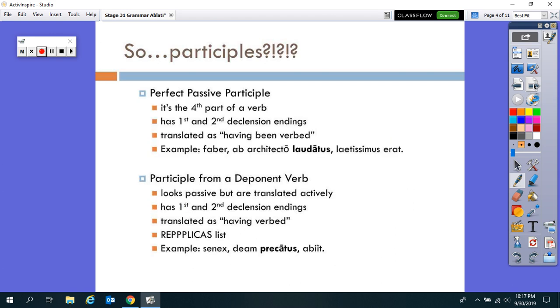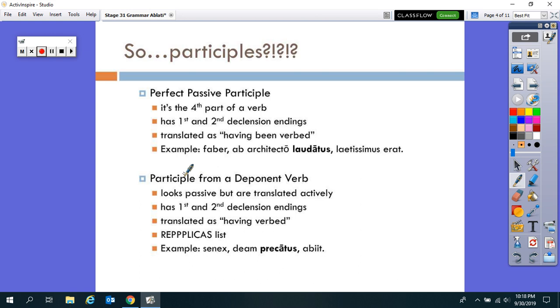The second type of participle is called the perfect passive participle. That's the fourth part of a verb. It has first and second declension endings. It's always translated as having been verbed. So for example, look at this sentence. Faber ab architecto laudatus laetissimus erat. The craftsman, having been praised by the architect, was very happy.